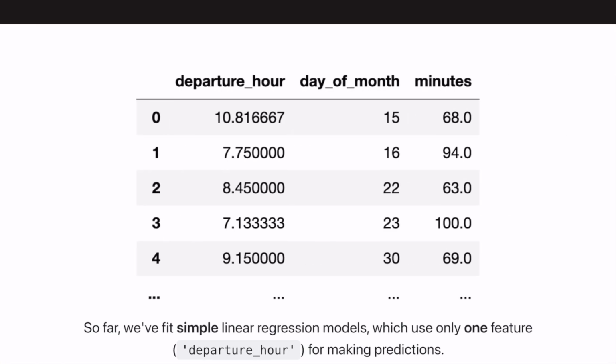But okay, so thinking back to what we've been talking about, just as a quick reminder, we were trying to predict the amount of time it takes to get to school from home, in minutes. We had one variable, departure hour, and we decided to add another variable, day of the month. So just to recap, minutes is what you're trying to predict, or your dependent variable, and departure hour and day of month are your features.